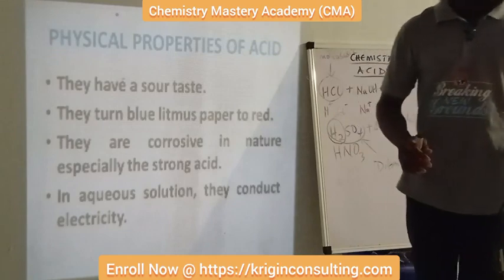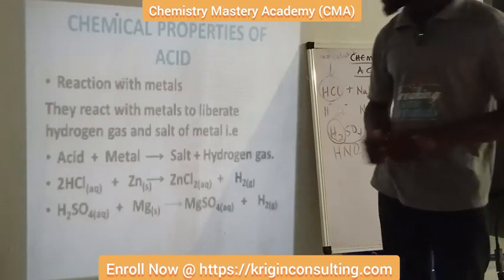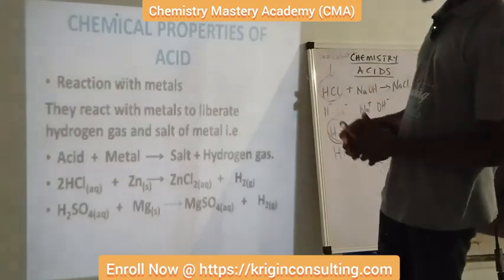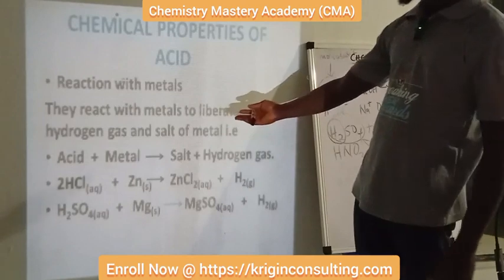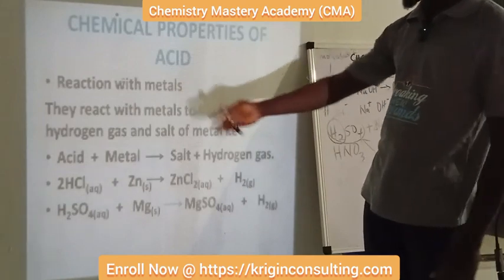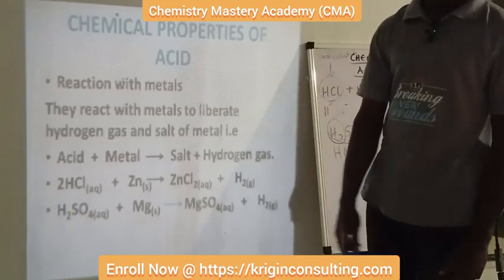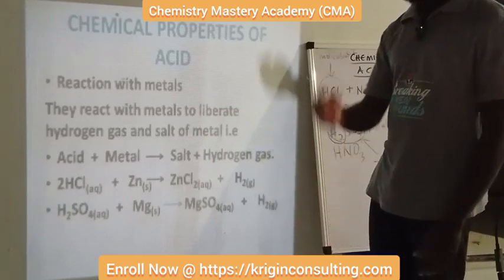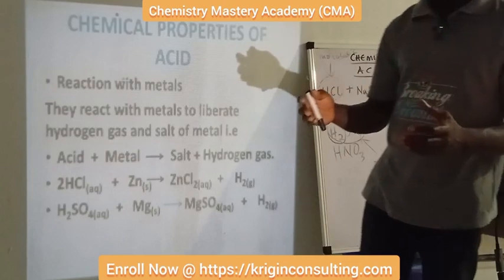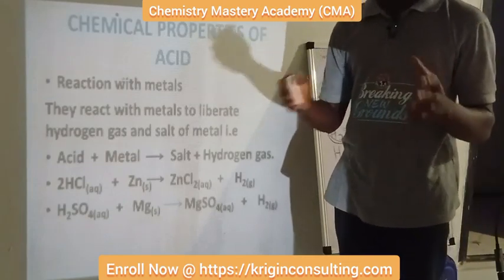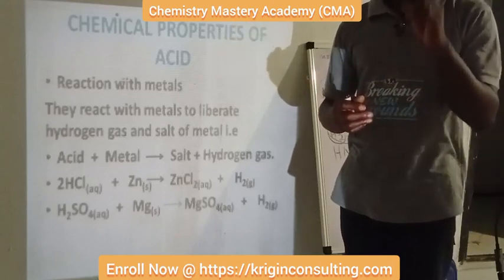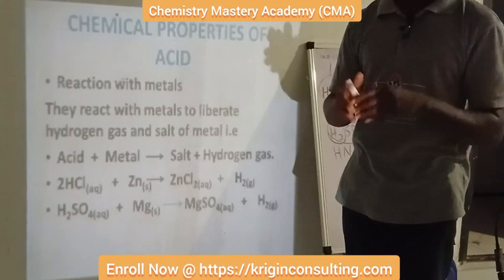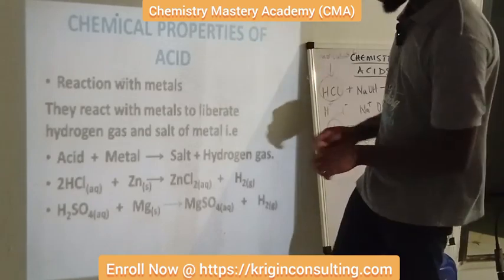All right. So the chemical properties of acid. Acid reacts with metals, like we have here. So we said acids react with metals to liberate hydrogen gas and a salt of the metal. What we mean is this: an acid can react with a metal, and when it reacts with a metal, it will form a salt and hydrogen gas, like we have here.